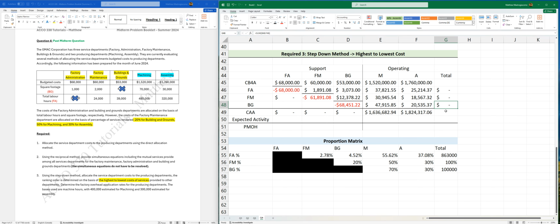Okay. Now, guys, we divide now by our expected activity, and they tell you this here. They tell you the estimated machine hours and the estimated factory overhead rates for the production departments. Okay, we have to find them. So the bases are machine hours, and they use 400 machine hours for machining and 300 estimated machine hours for assembly. So they give you the machine hours, guys, and the keyword here is estimated.